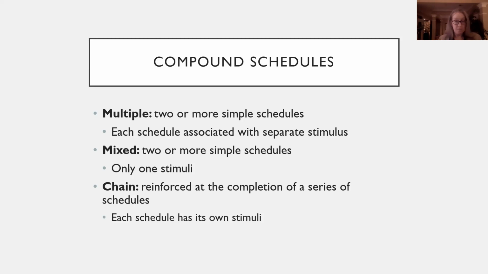Then we have chain compound schedules. With chain compound schedules, you get another reinforcement when you finish the chain. So it might be you have to do the FR5 followed by the VI3, and then you're going to get the reinforcer. Okay, that's with the chain. With the chain, though, you're going to get a signal, just like you do in the multiple one. So the red light might come on when you're doing the FR5, and then the yellow light comes on, and now you have to do the VI3, and after you've completed both of those, you get reinforced.